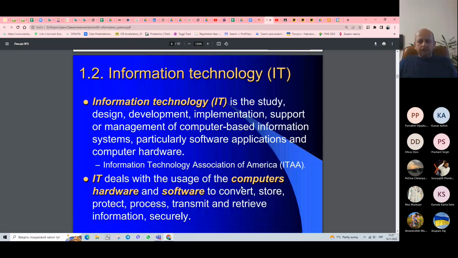Information technology is the study, design, development, implementation, support, or management of computer-based information systems, particularly software applications and computer hardware. This is the definition given by the Information Technology Association of America. Information technology deals with the usage of computers, hardware, and software to convert, store, protect, process, transmit, and retrieve information and security.